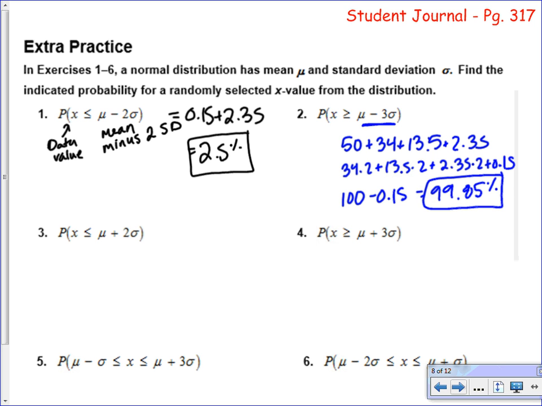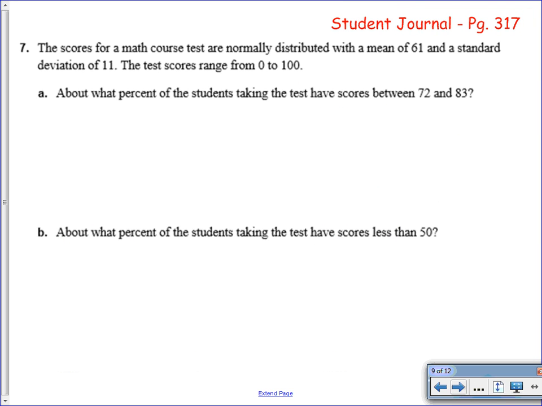Okay. I'm going to skip down to number 7 so that we can do one problem that is in context. And I actually think the word problems in this section are a little bit easier than the problems like this. Only because this throws people off with all the mu's and the sigmas. Okay, so number 7 is at the bottom of your page. And we'll just do this one really quickly.